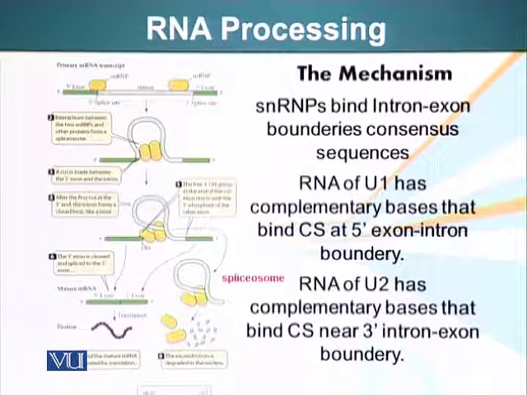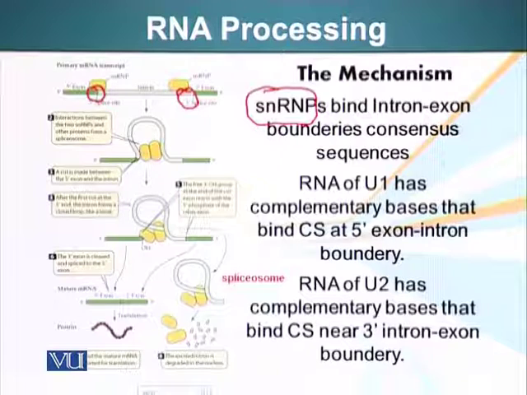Here in the cell we have particles, special protein-RNA complexes called SNRPs, small nuclear ribonucleoprotein particles, abbreviated as snRNPs, or pronounced SNRPs. There are two types of SNRPs. One of the SNRPs binds the 5' end of the intron. The other SNRP binds the 3' end of the intron.